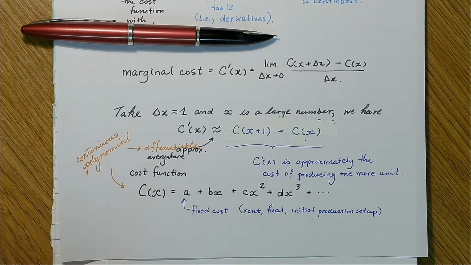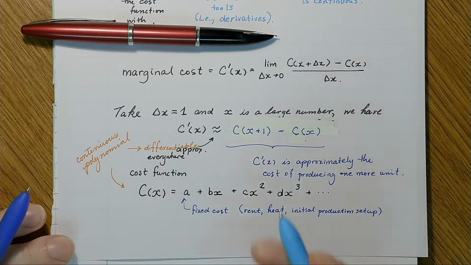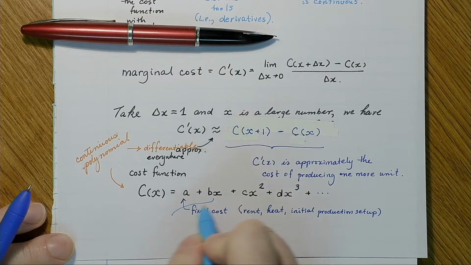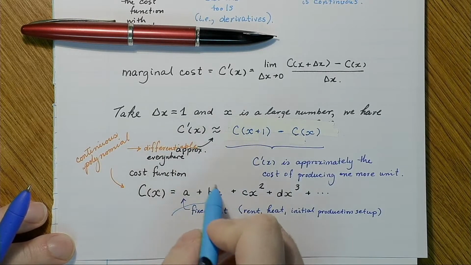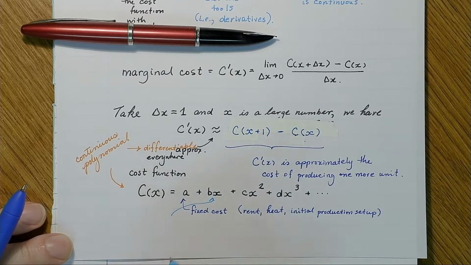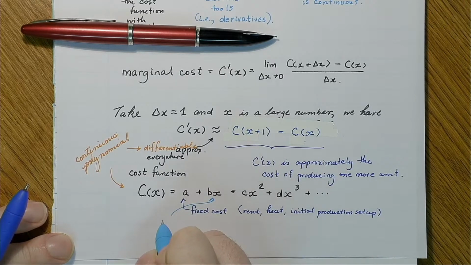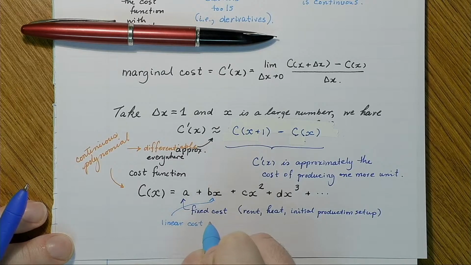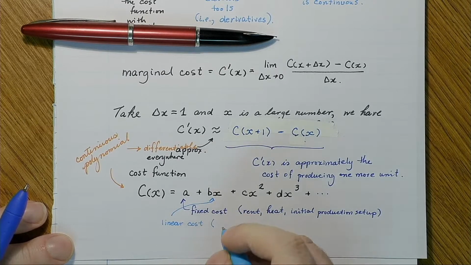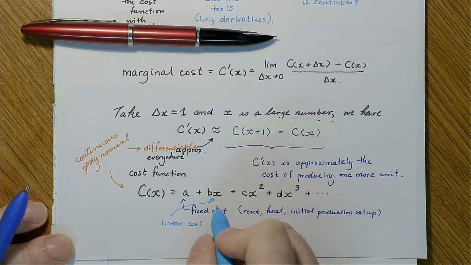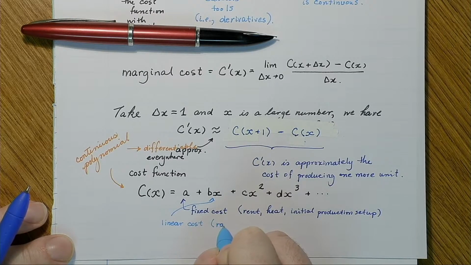We have other terms like X. So for instance here, that's B, so it's a linear relationship with the amount of units that we're going to produce. So this is like a linear cost. That is a direct relation to the number of parts that you're going to produce. For instance, it could be raw materials.